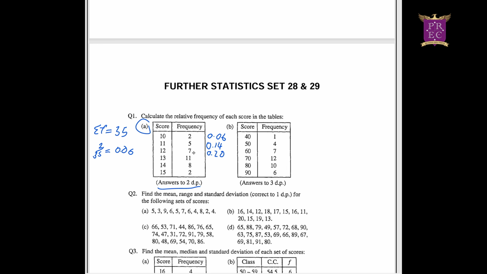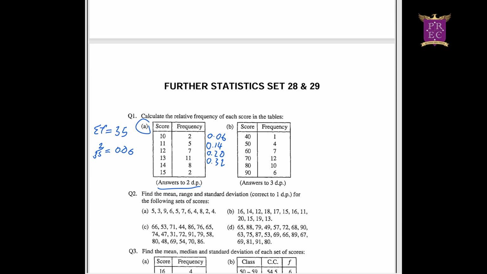An easier way to look at it is also 5 is 2 more than 7. We know that 2 is 0.06, so we just add these two together to give us 0.2. 11 is 4 more than 7. So we just do 0.2 plus 0.12, which gives us 0.32. Or we can just do 11 on 35 and see what you get and answer it to 2 decimal places. This one will be 0.18, I believe.